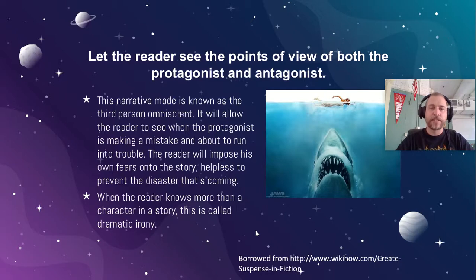It's what's known as the third person omniscient. If you're looking for specific narrative terms, it's when the reader can see everybody's point of view in the story and they know everything that's going on and they know when the protagonist is about ready to walk into something really dangerous.